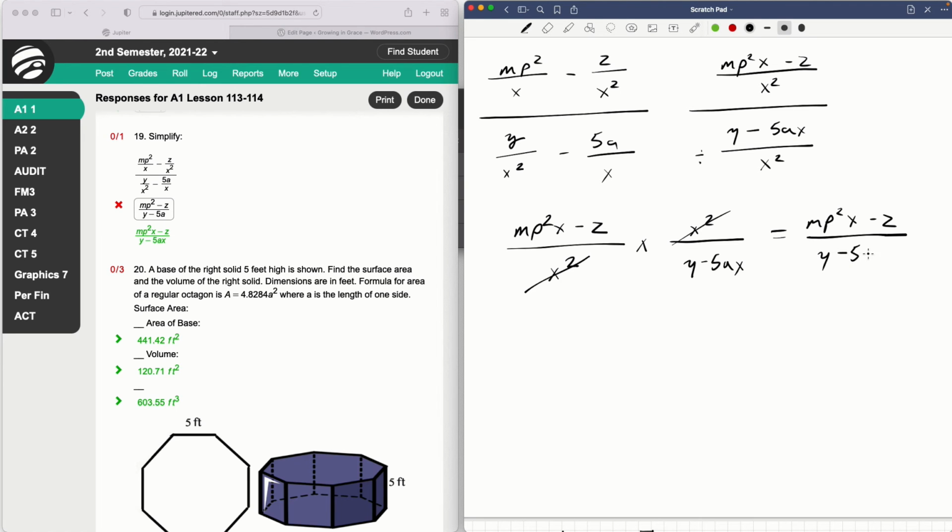So I'm not sure what happened. Maybe you forgot to do the multiplication of this one and you just put it all over x squared. Not sure. But there should have been an x here and an x here. Otherwise, looks like you did it right.